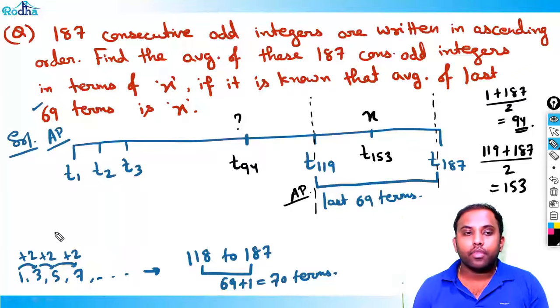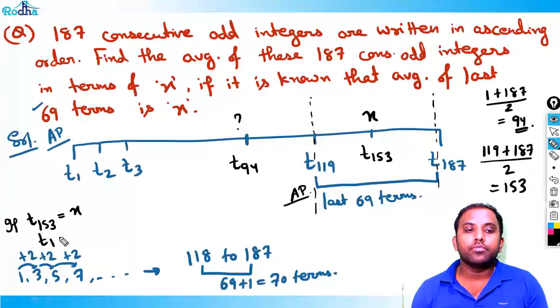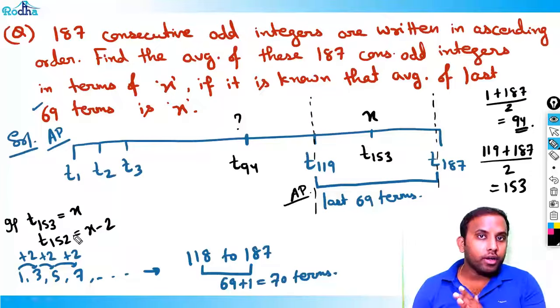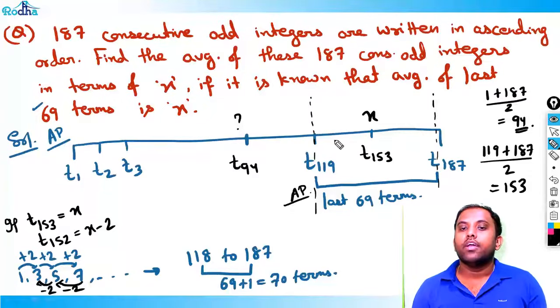If T153 is x, that means the 153rd term of the series is x. What is T152? It should be x minus 2, because we are going in decreasing order now. Consecutive odd integers are written in ascending order, like 1, 3, 5, 7. If you go from 7 to 5, the difference is minus 2. 5 to 3, minus 2. So one term you decrease, T152 will be x minus 2.